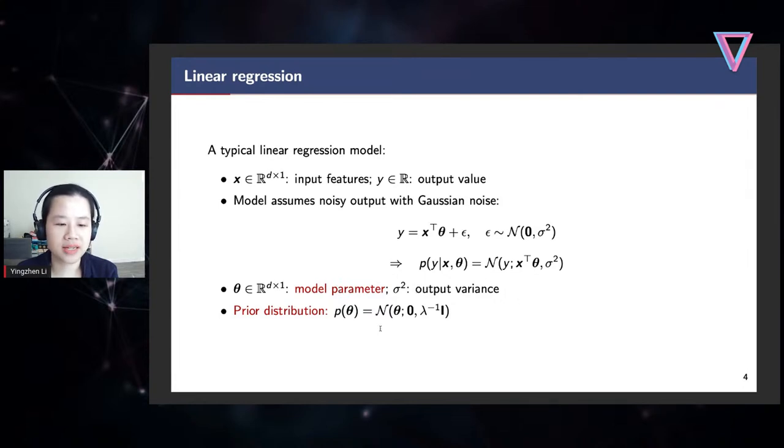And also in particular, in many cases, we want to set a prior distribution on the parameter theta. This may be the case, for example, if you have prior knowledge on that. But in linear regression, in many cases, we don't actually want theta to have a very big norm. Otherwise, theta will have very big magnitude. So we may want to put a Gaussian prior with zero mean and some variance on the model parameter theta.